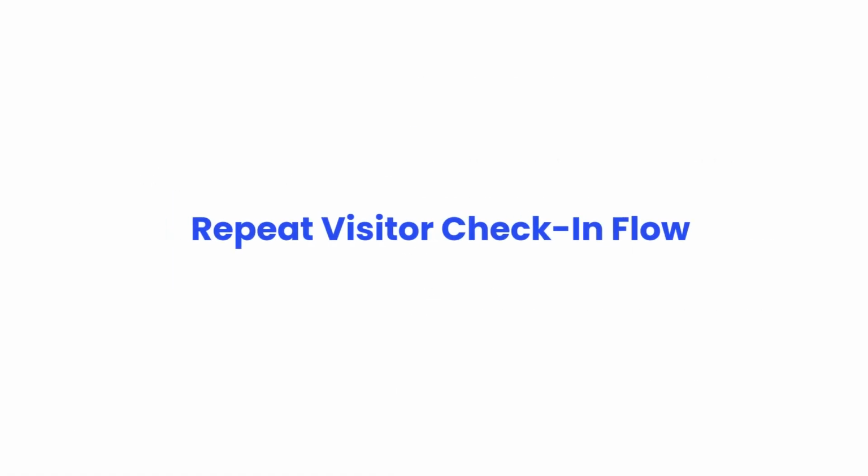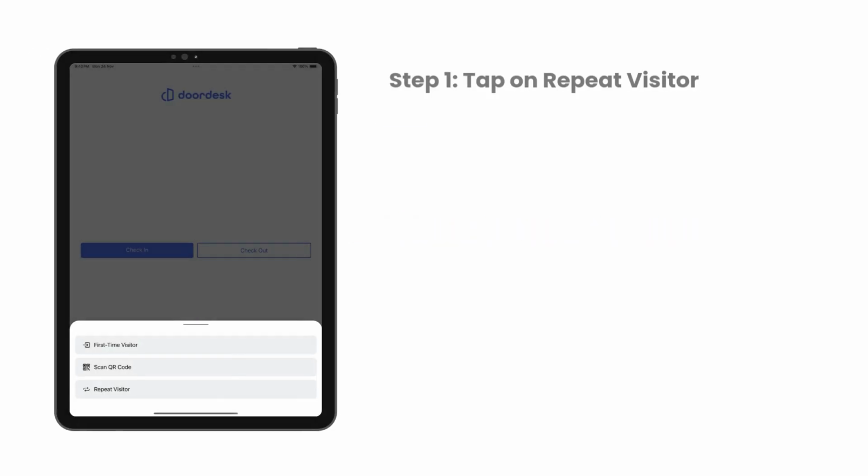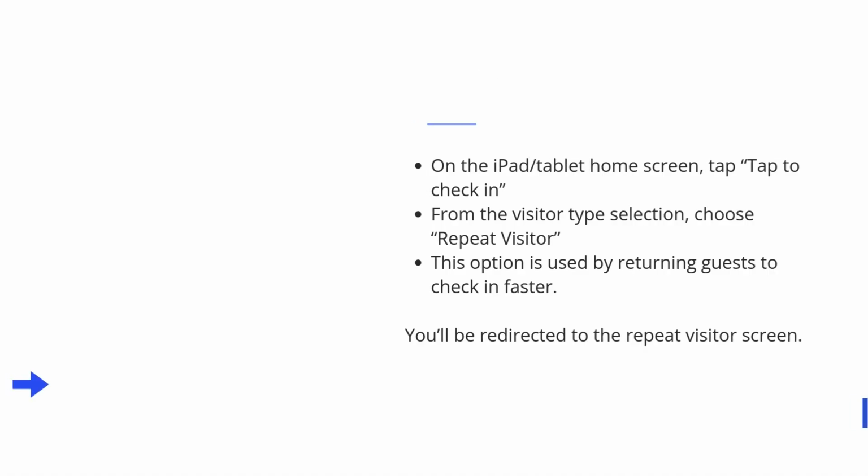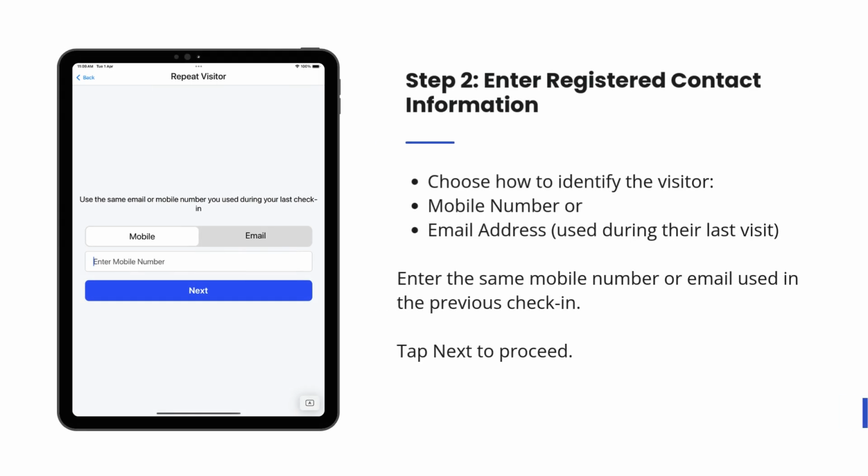Now let's look at the repeat visitor check-in flow. This flow is for people who have already visited your office before and whose details are already saved in the system. Tap to check in on the home screen and select the repeat visitor option. To identify the visitor, you will get two options: mobile number or email address.